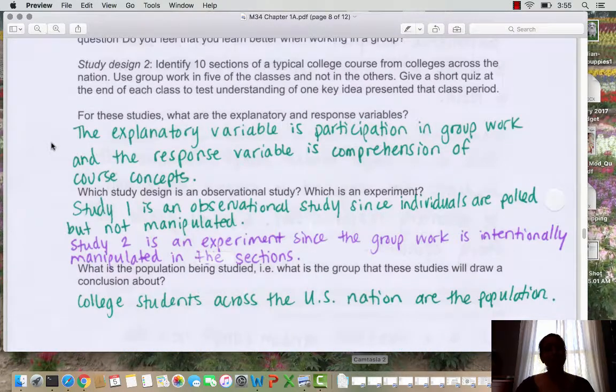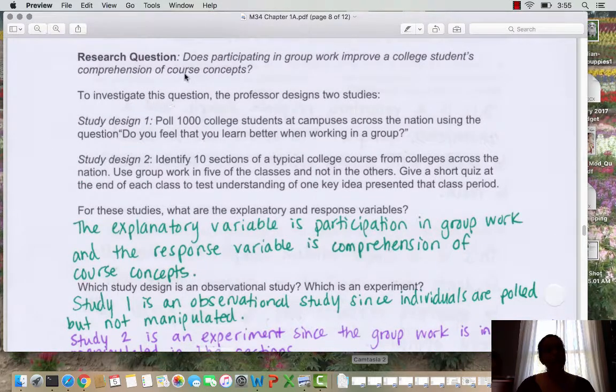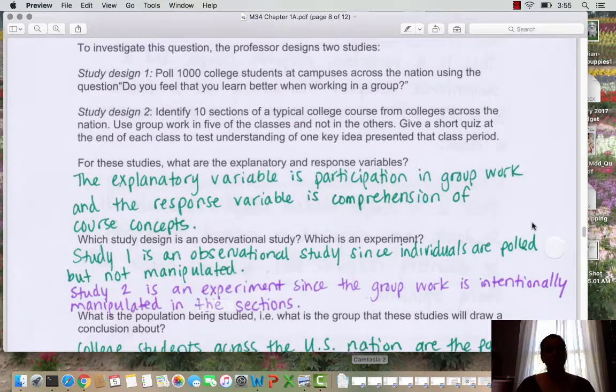So the explanatory variable is participation in group work, and the response variable is comprehension of course concepts. When we look back at the research question here, we see it saying, does participating in group work, so that's what we think is the explanation, improve the college student's comprehension? So this is our output or our response from the research question.